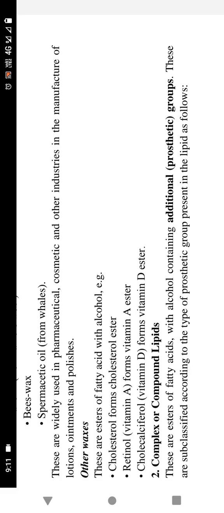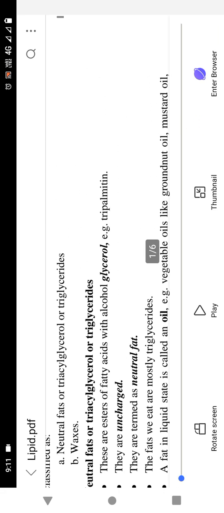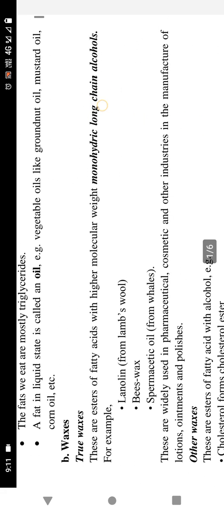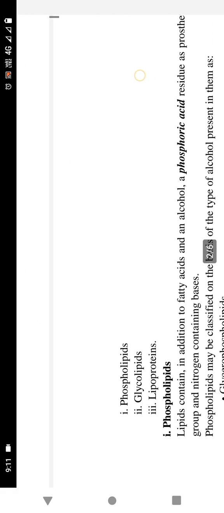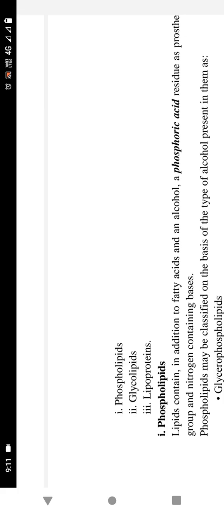The first type is the simple lipids. Under this are two: the neutral fat and waxes. The next category is complex or compound lipids. These are the esters of fatty acids with alcohol containing additional groups, which means the lipid contains some other non-lipid component. The additional group is also known as the prosthetic group. These are subclassified according to the prosthetic group: phospholipids, glycolipids, lipoproteins, sulfolipids, etc.